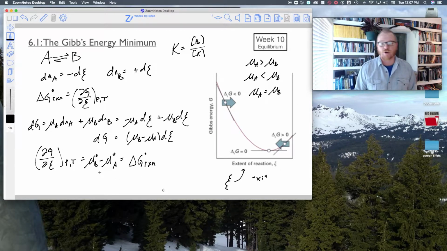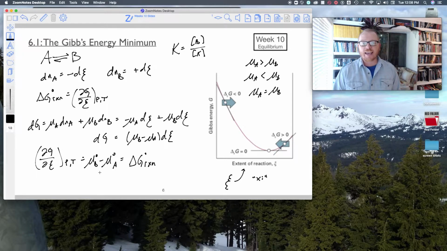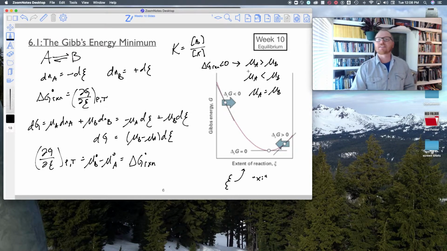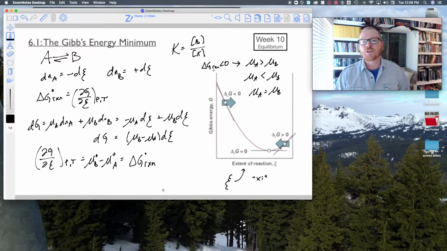Well, if we look at my equation right here, in the case that the chemical potential of A is greater than the chemical potential of B, that means that the free energy of reaction will be less than 0, which you can actually see right here. If I plot free energy versus extent of reaction, and I'm in this situation where mu_A is greater than mu_B, the free energy is negative, and that means we spontaneously proceed down through the reaction.